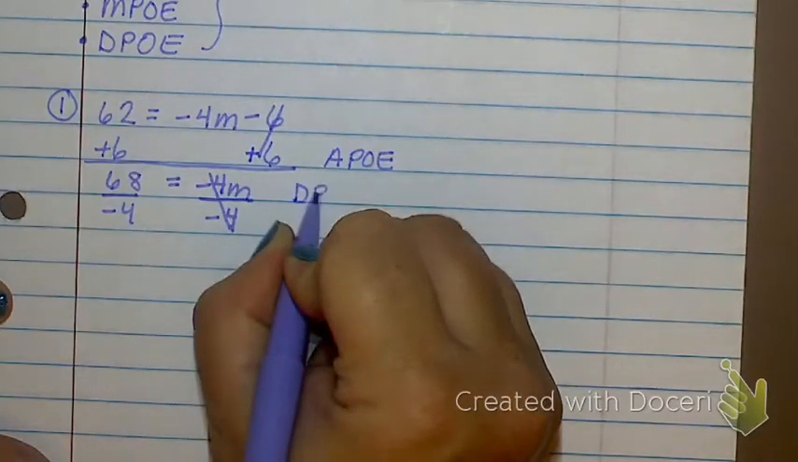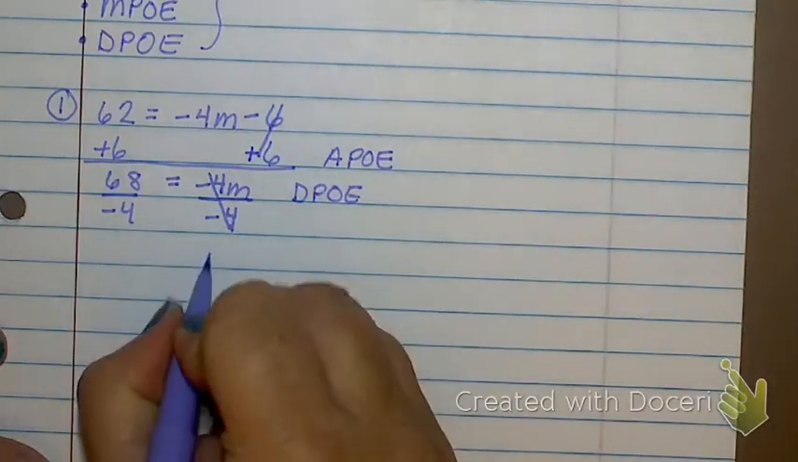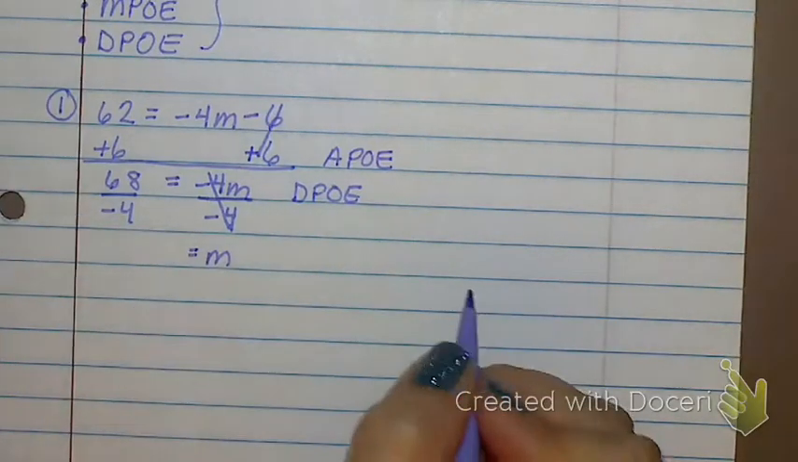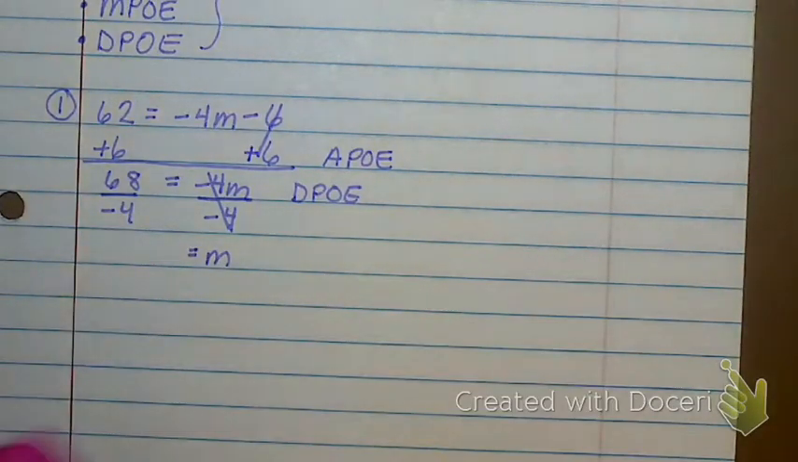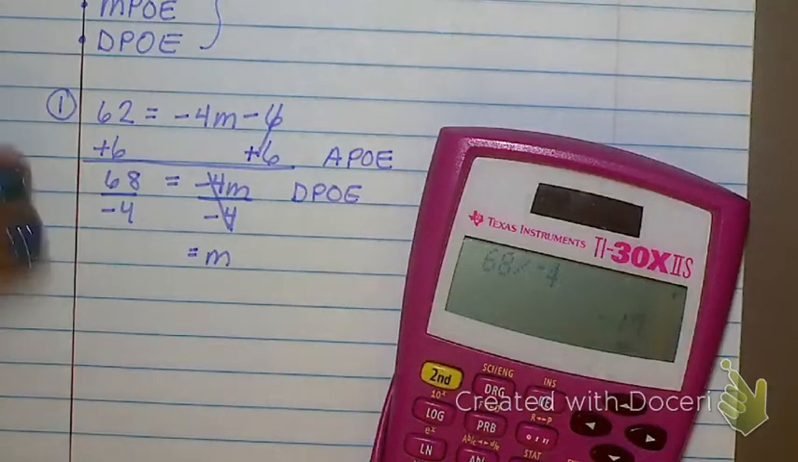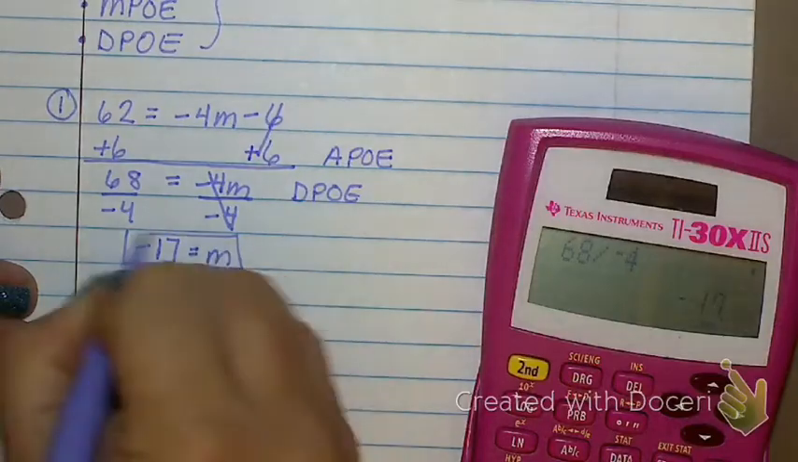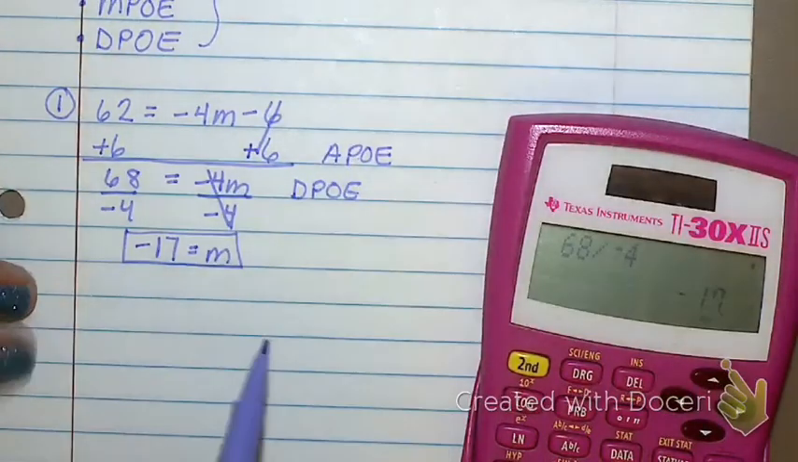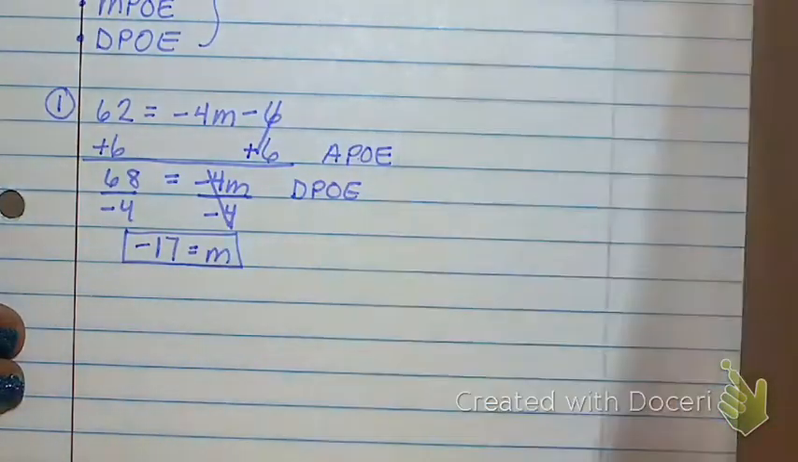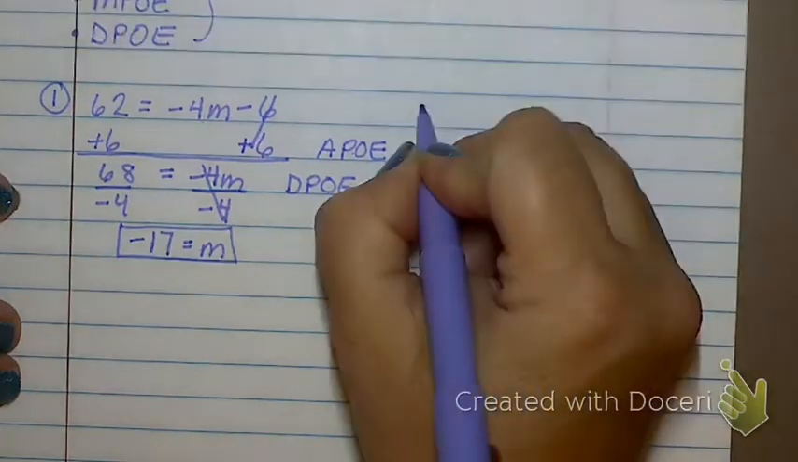Division, property of equality. So I'm not just using one of the properties like I did yesterday. I'm using at least 2 of them. And then 68 divided by negative 4. Let me just verify. 68 divided by negative 4. Negative 17. My letter is by itself. There's my answer. There are my 2 properties. Okay? So? Yes? No? Yes.